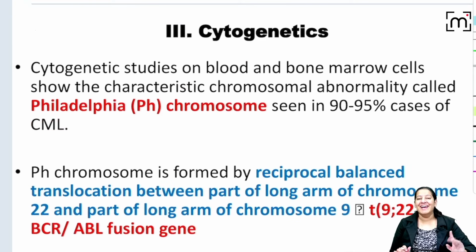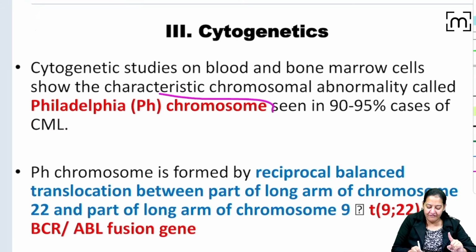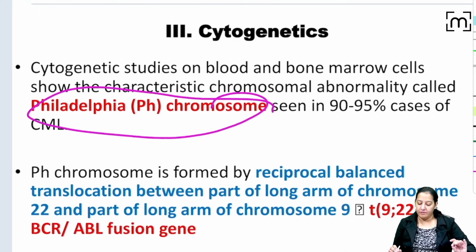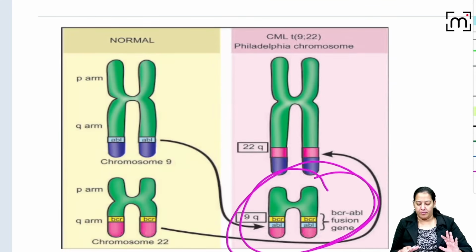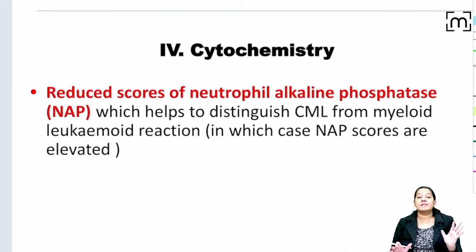Now cytogenetics. In cytogenetics, you will typically find Philadelphia chromosome. You will find Philadelphia chromosome in 95% of the cases. So what is Philadelphia chromosome? It's chromosome number 22 on which the fusion or the hybrid gene is formed. That is cytogenetics. The next is the cytochemistry.